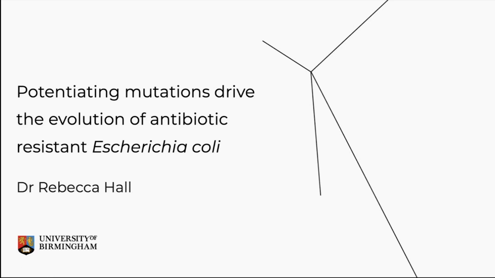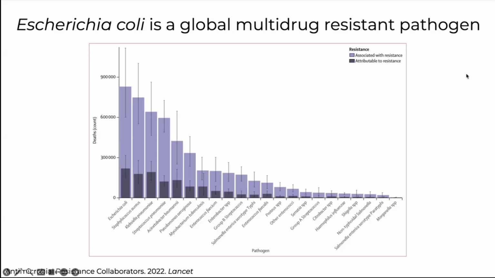So I'm going to talk about some work that we've been doing for a little while now on the evolution of antibiotic-resistant and multi-drug-resistant E. coli. So E. coli is a global MDR pathogen. It's the leading cause of deaths that are associated with or attributable to antimicrobial resistance. So it's really important in terms of global health.